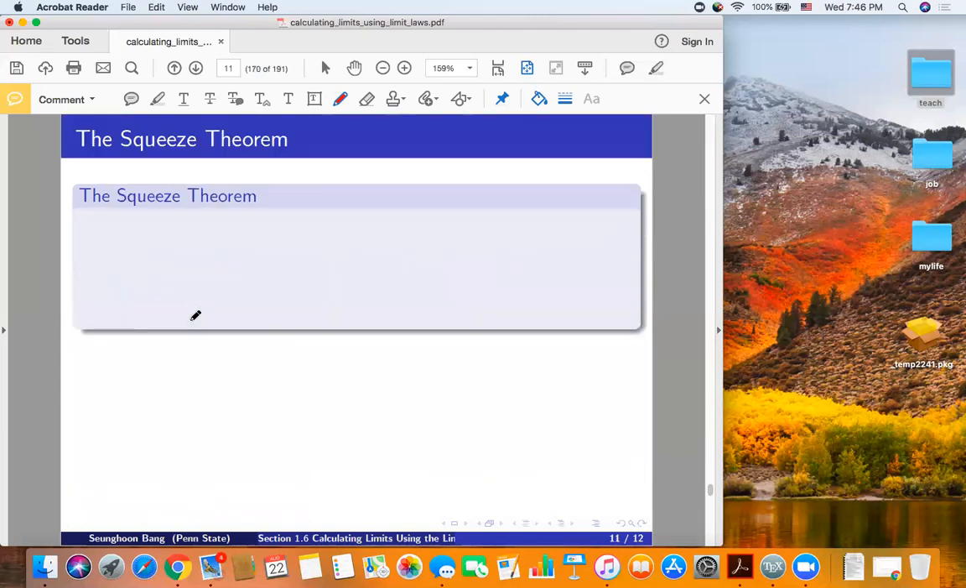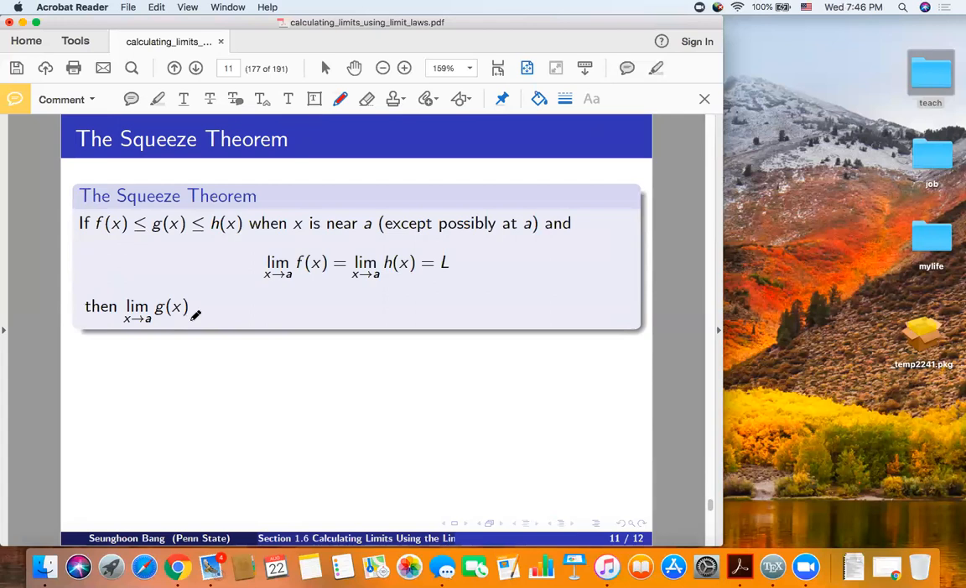Next one, the squeeze theorem. So we have one assumption: g of x is between f of x and h of x when x is near a, except possibly at a. The limit of f of x equals the limit of h of x. The left-hand side is exactly the same as the right-hand side, equal to L. So what happens? The middle one, the limit of g of x, is also L. So we call this the squeeze theorem.